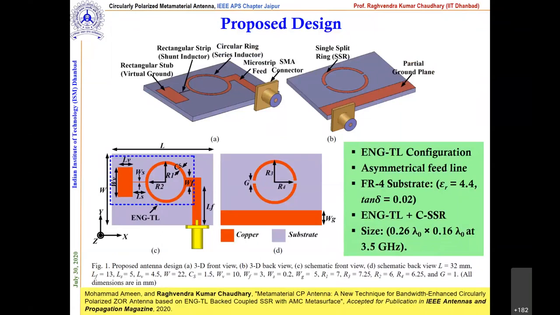Here the rectangular structures were used as a virtual ground plane, correct? Another is a circular ring, which provides the inductance, and this is the right-handed inductance. This is a feed line. And this thin strip line, which connects these things to the virtual ground, will provide the left-handed inductance, which is LL in shunt, correct? And we loaded a single split ring resonator at the back, and this is the partial ground.